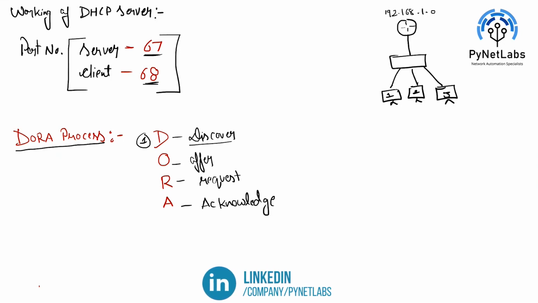So this PC1. Whenever you want to get an IP from the DHCP server, we always click on obtain IP address automatically. So once PC1 is requesting from the DHCP server, on this PC1 you click on obtain IP automatically. Once you have selected that option, this PC is going to send a discover message, a discover packet, in the network.